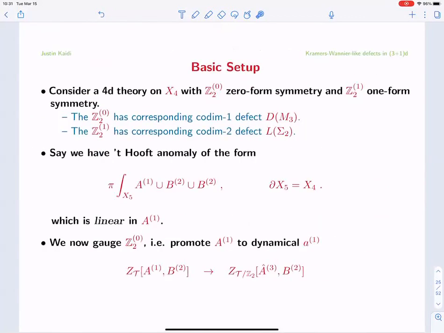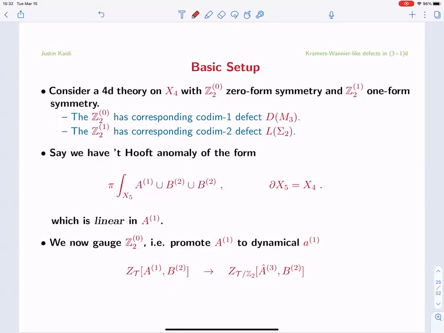Okay, so I will go ahead and gauge the zero-form symmetry, which means that I promote this background gauge field A1 to a dynamical little a1. So I take the original partition function, make this big A a little a, and then integrate over little a, and I get this new partition function, which is again coupled to the background gauge field for the one-form symmetry. Then there's this other background gauge field for the dual two-form symmetry.